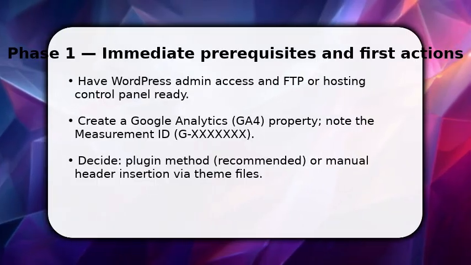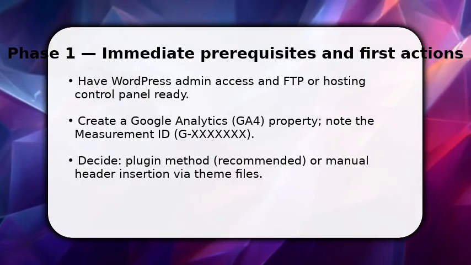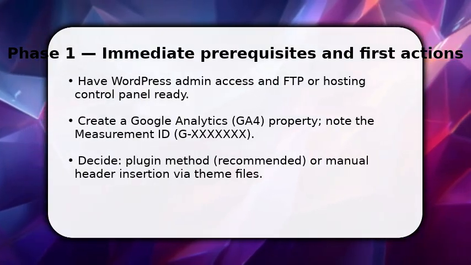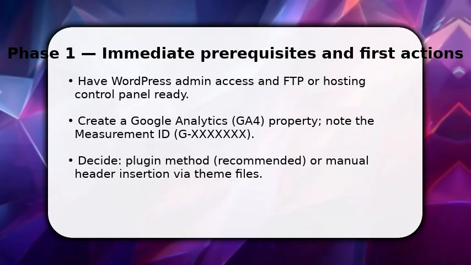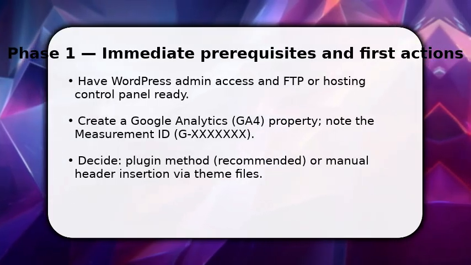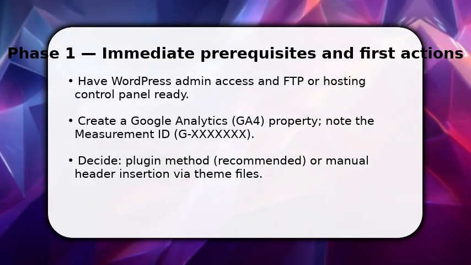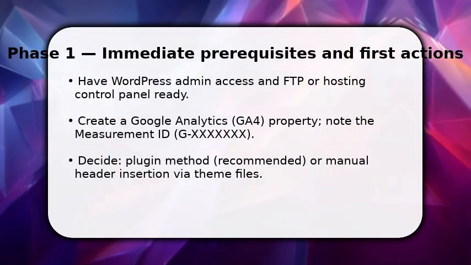You start by preparing essentials. Open your WordPress admin and confirm you can install plugins or edit theme header files. Next, create a Google Analytics GA4 property and copy the measurement ID. You will need it immediately.